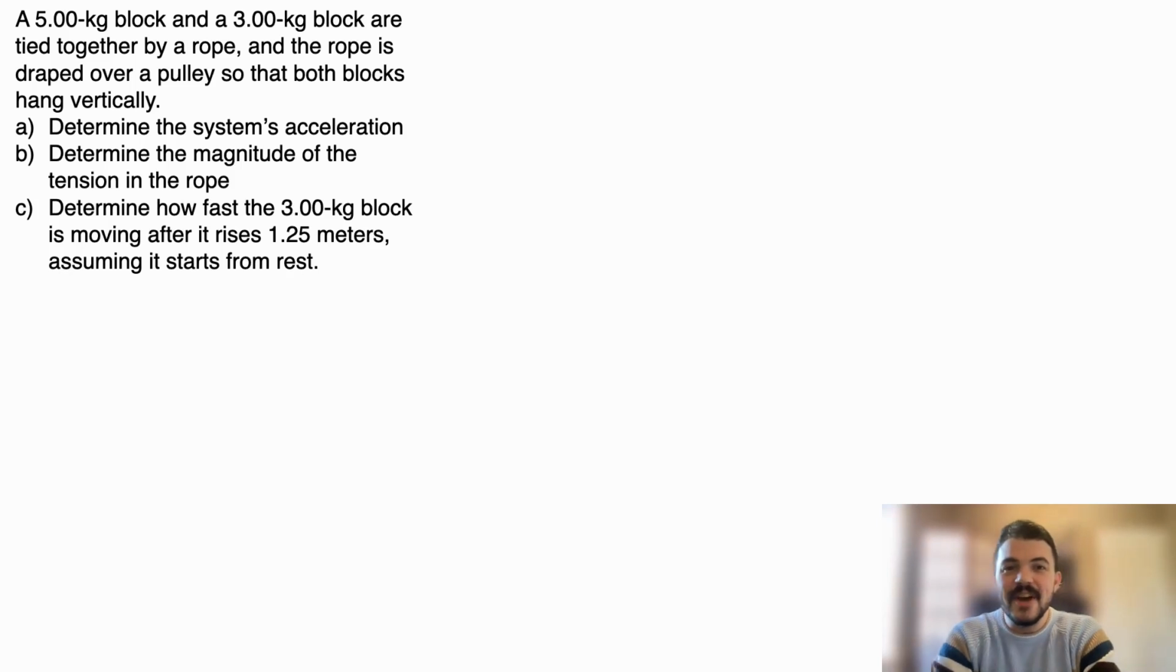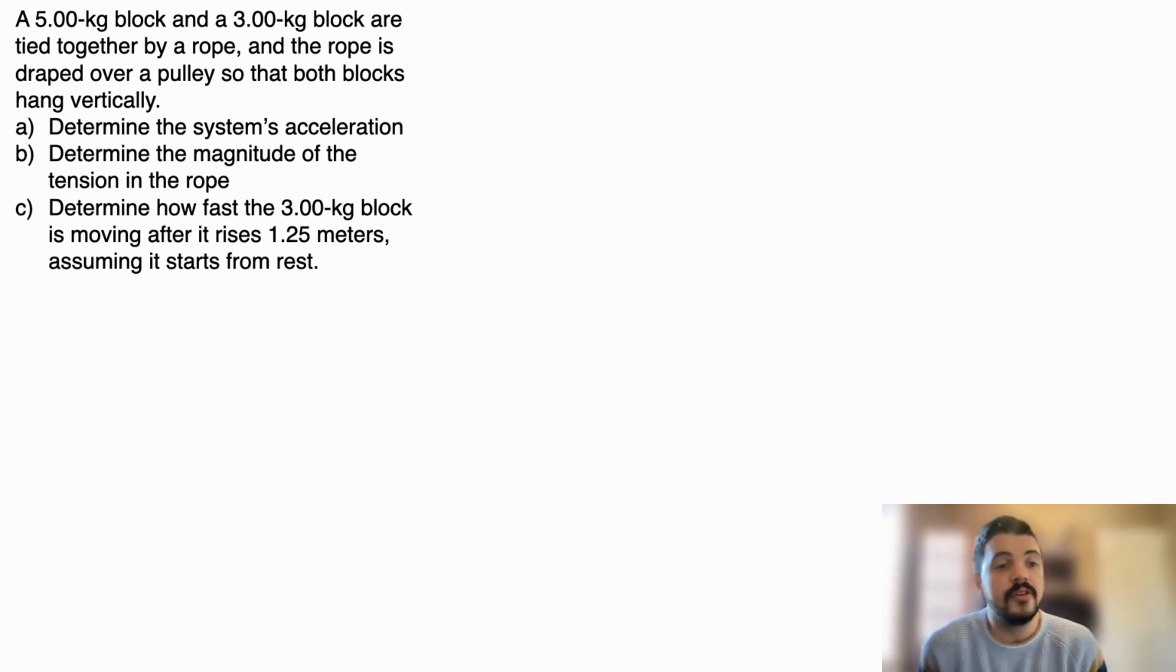Hi there. In this video, we are going to be talking about analyzing the motion of what's referred to typically as a full Atwood machine. An Atwood machine is two blocks. They're tied together by a rope, and that rope is strung over a pulley so that both blocks will move up and down and together. So as one goes up, the other goes down, and vice versa. So let's read the problem and get started.